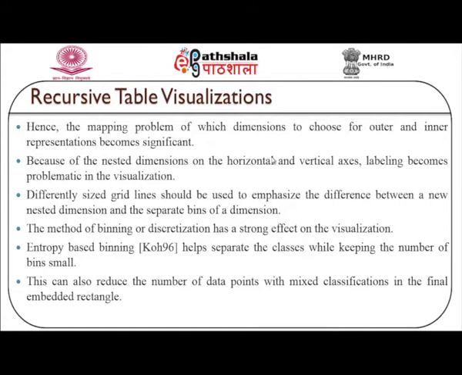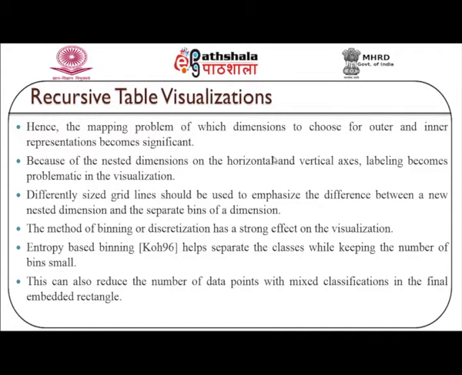Hence, the mapping problem of which dimension to choose for the outer and inner representations becomes very significant. Because of the nested dimensions on the horizontal and vertical axis, the labeling also becomes problematic in this kind of recursive table visualization. Differently sized grid lines should be used to emphasize the difference between a new nested dimension and the separate bins of a dimension.